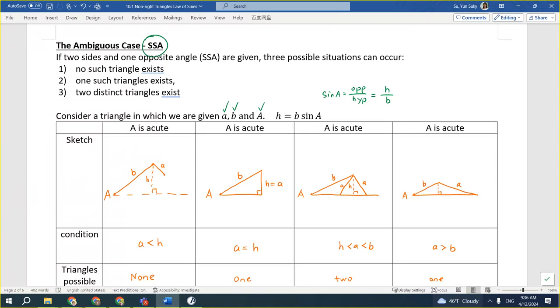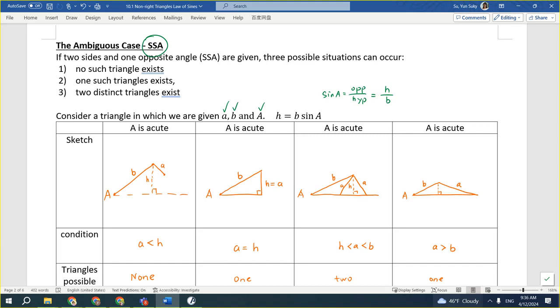Second picture. By the way, on this picture, we're assuming the angle A is an acute angle. What is an acute angle? Less than 90 degrees, right? And if it's bigger than 90 degrees, what do you say? Obtuse, yes. Okay, second picture. H equals A. See, we get a right triangle. So only one. That's the right triangle.